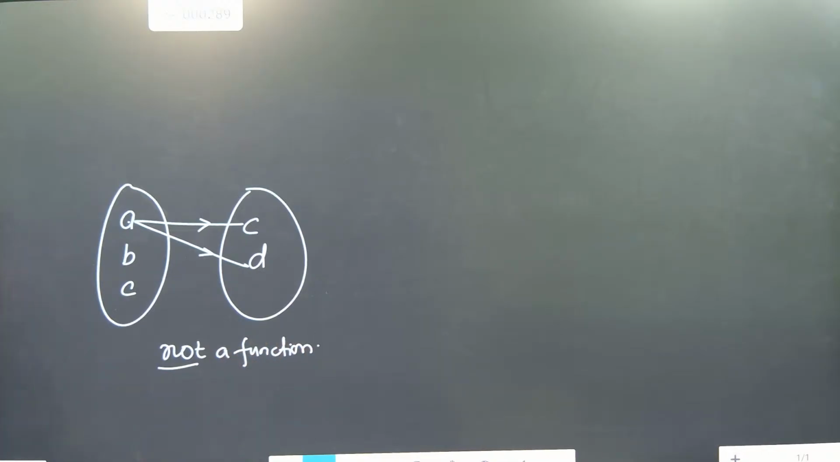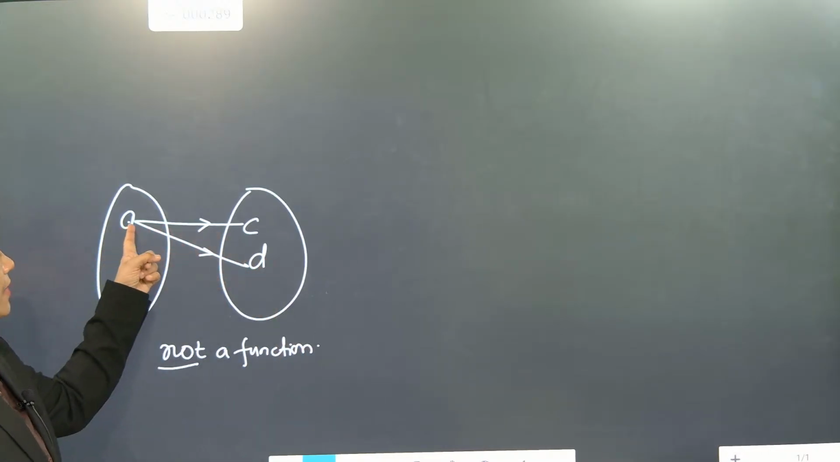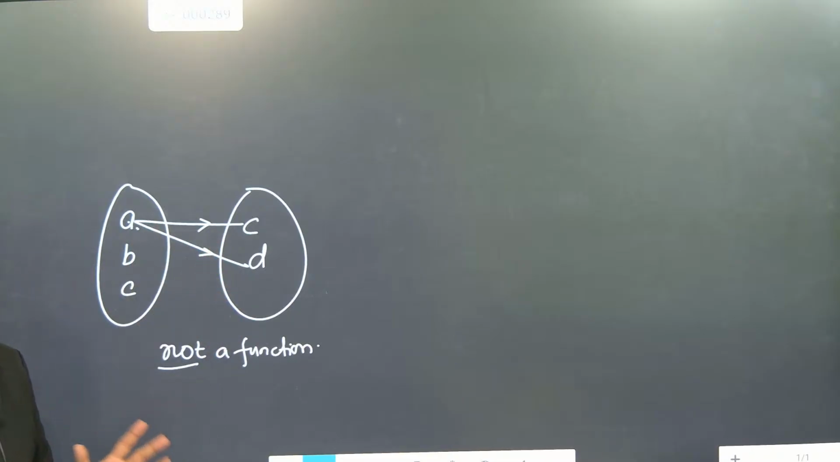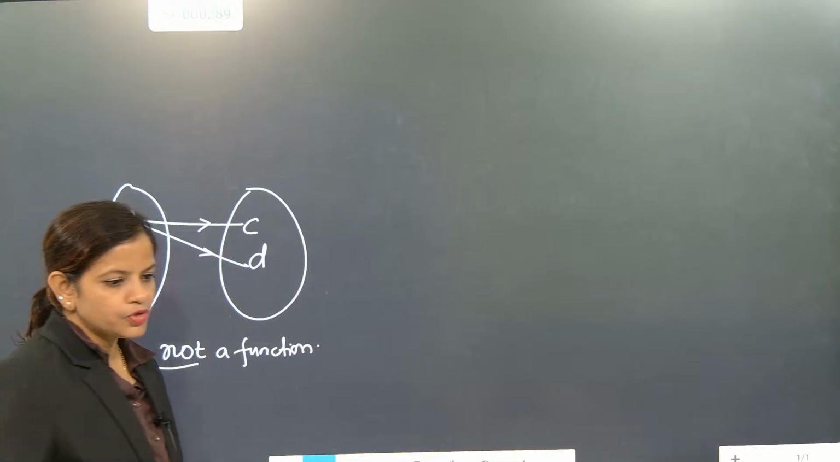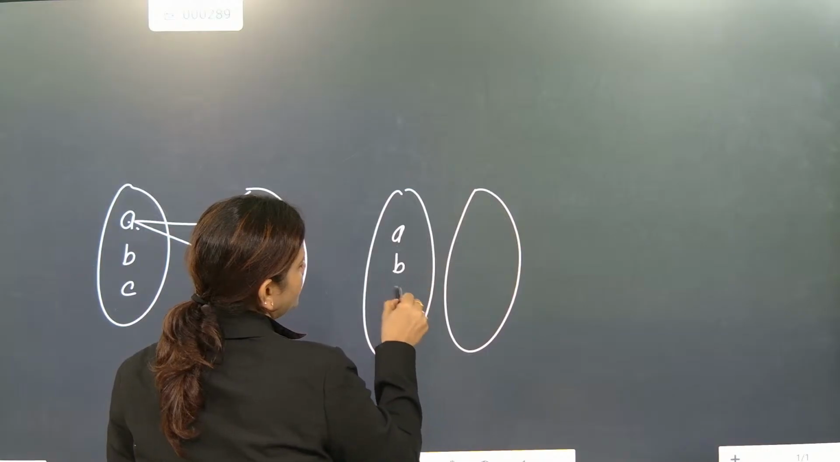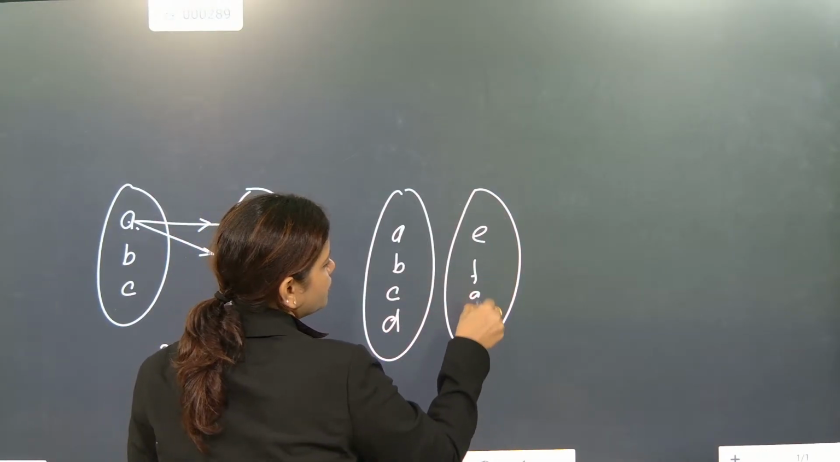One input cannot have, one domain element cannot map with 2 codomain elements. This is important. Understood? This is not possible. One input cannot have 2 outputs. Please note this down. I hope you have understood. One input cannot have 2 outputs. But the next part is, 2 inputs can have, like A, B, C, D, E, F, G, H.